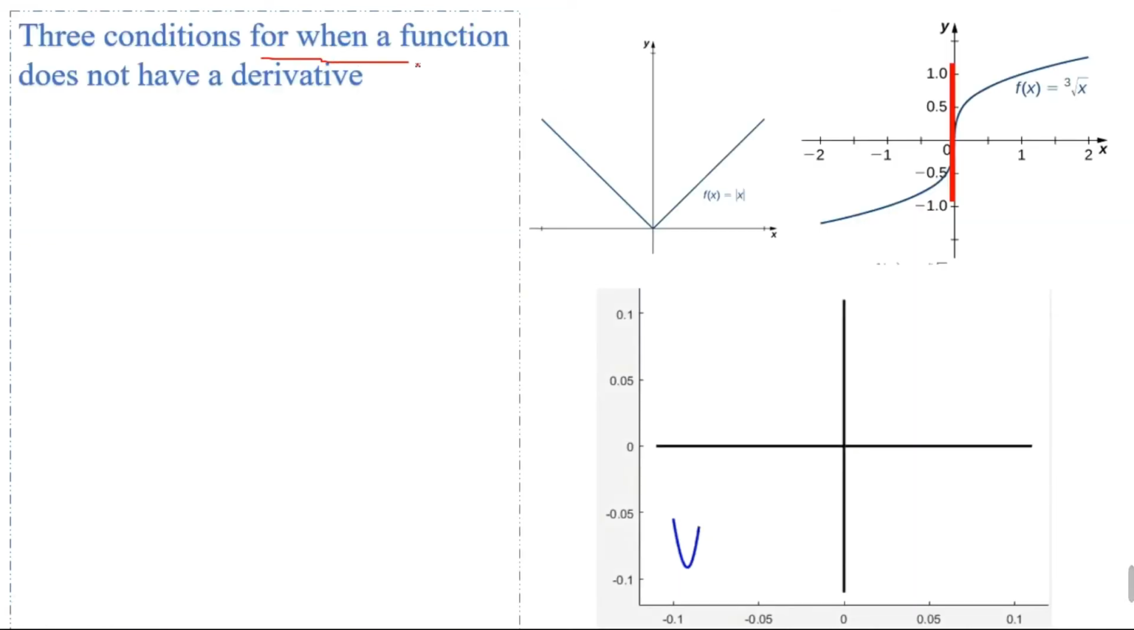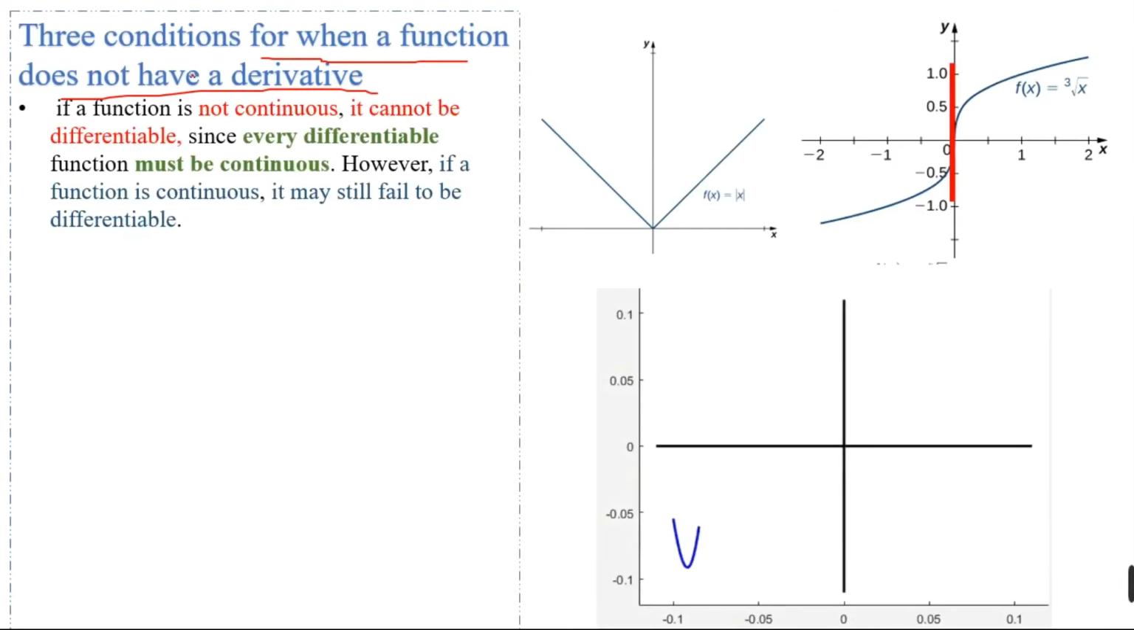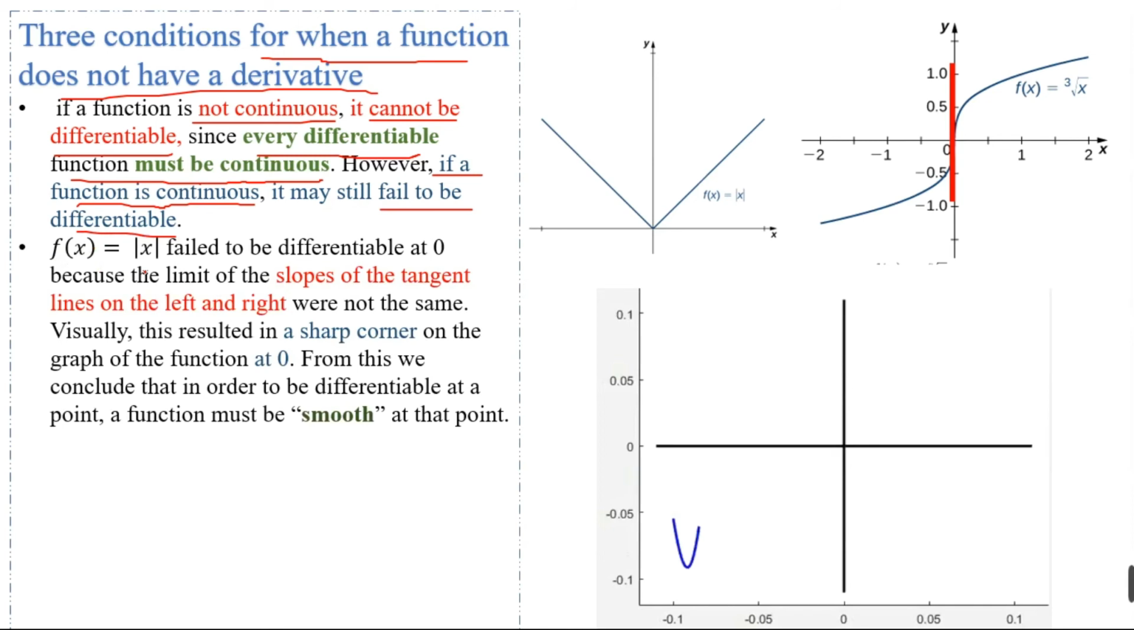Three conditions for when a function does not have a derivative. If a function is not continuous, it cannot be differentiable, since every differentiable function must be continuous. However, if a function is continuous, it may still fail to be differentiable. f(x) = |x| fails to be differentiable at x = 0 because the limits of the slope of the tangent line on the left and right are not the same. We have already proved this with the help of an example.